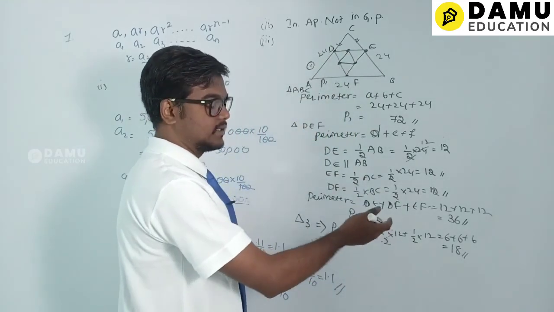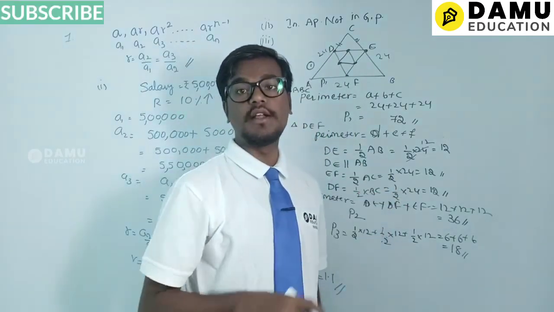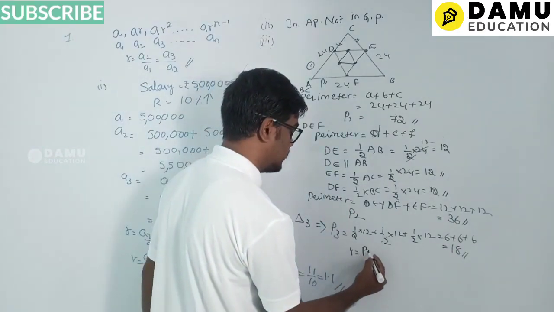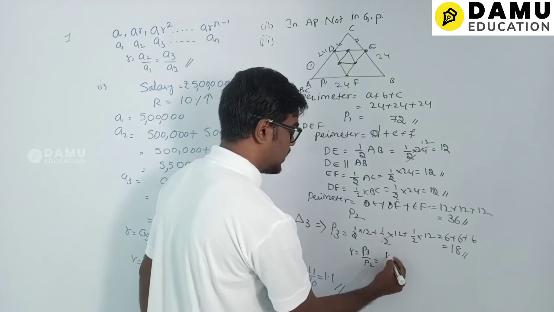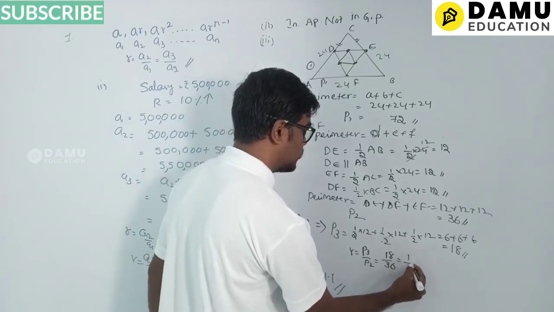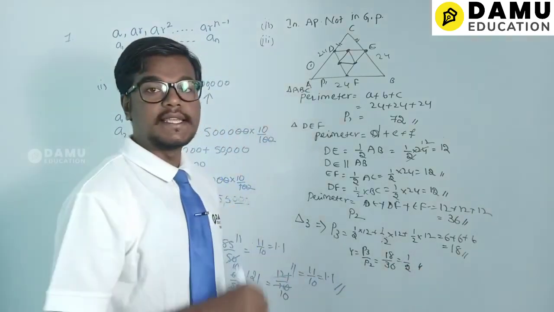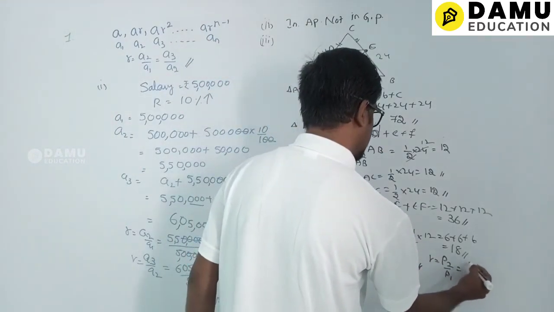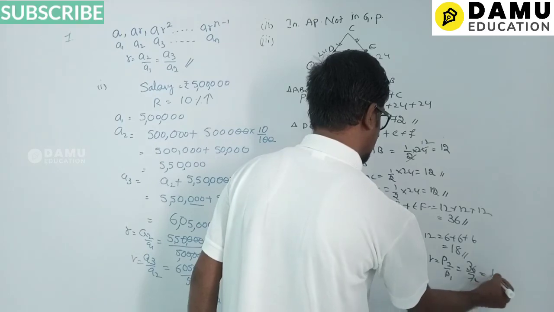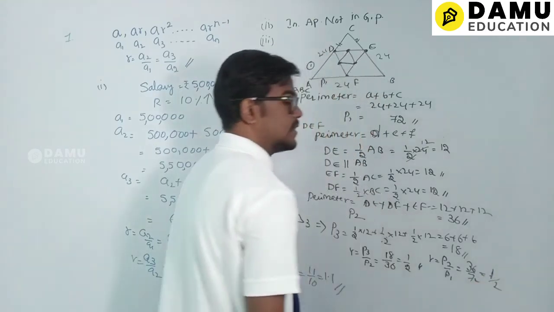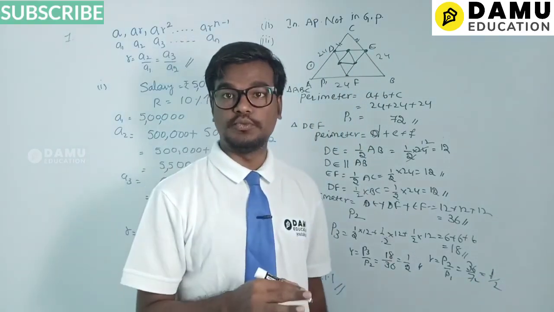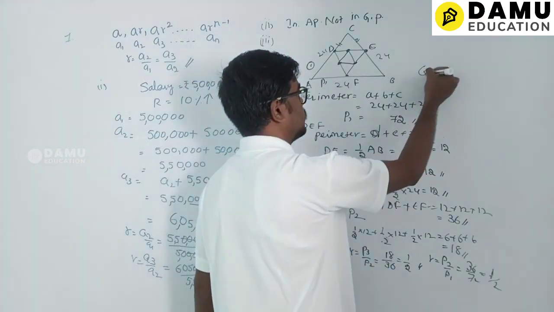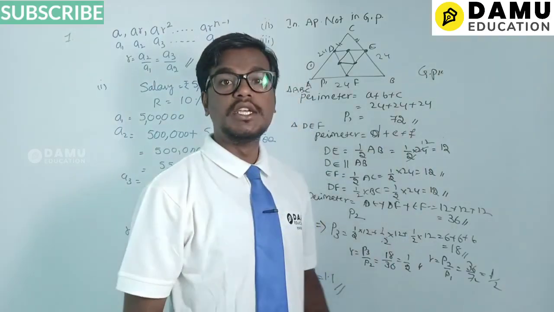So these are successively multiplied by some constant factor. The ratio is P3 by P2, that is 18 by 36, which is 1 by 2. Then what is the ratio P2 by P1? P2 is 36 and P1 is 72, so 1 by 2. So here the constant term is 1 by 2. Here it is successively multiplied, as it is in GP. So we can say this is in GP.